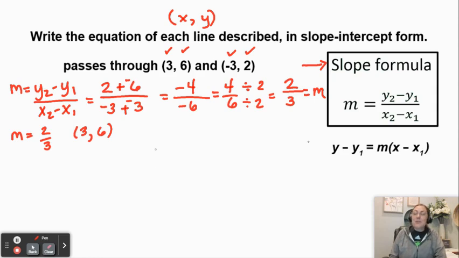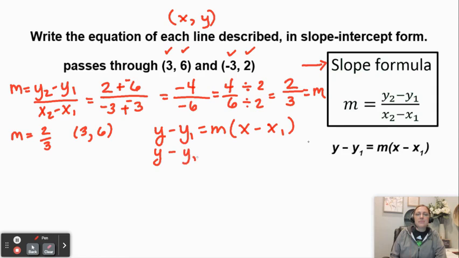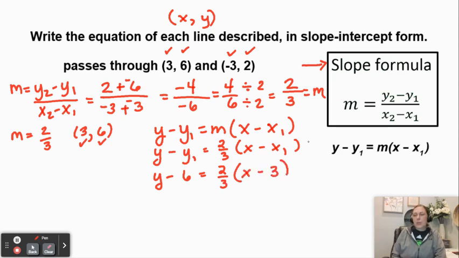And I'm going to put those in my point slope formula. So let's take a look. So in place of the m, I'm going to put the 2/3. And then in place of the x1, remember that's the first x, I'm going to put the 3. And in place of the y1, I'm going to put the 6. So that looks like y minus 6 equals 2/3 times (x minus 3).